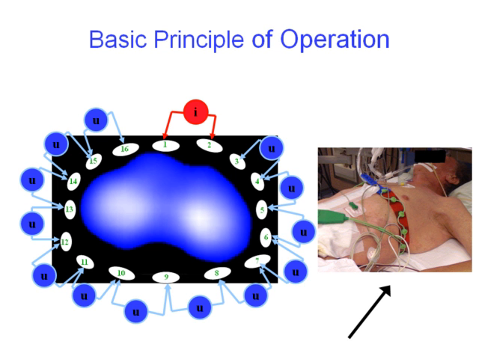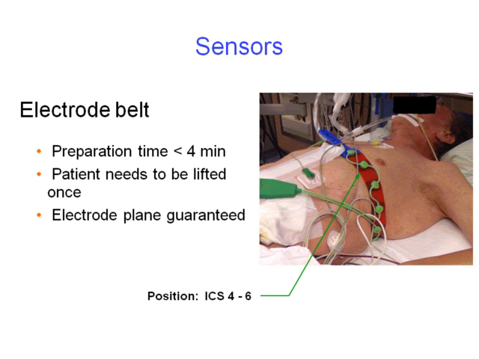Well, the principle of operation is that you inject the current and you measure the potentials with the electrodes in pairs. You use all 16 electrodes, and then you get an electroimpedance tomogram. And the preparation time is not very long. It's about 4 minutes. You lift the patient once, and you use an electrode belt, because then you can guarantee the electrode plane, and that is normally placed in the 4th to 6th intercostal space.